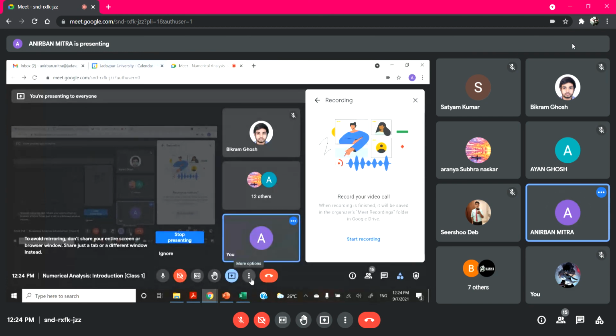MATLAB will provide you with a lot of options regarding plotting and graphics.